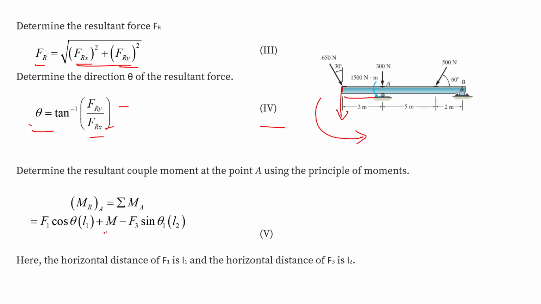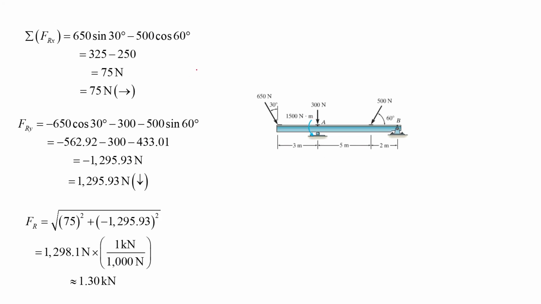Now let's come to M. The moment M is of 1500 Newton meter and it's also in counterclockwise direction, so we'll consider it as positive. Now let's come to force F3. So the downward force is acting is F3 sine theta 1, and it will give a clockwise moment, so we'll consider it as negative. So now let's substitute the values.